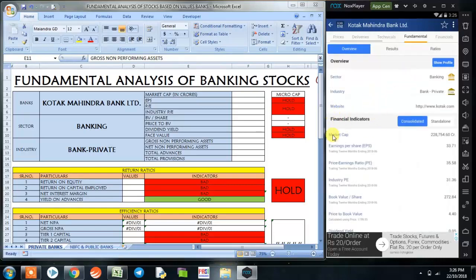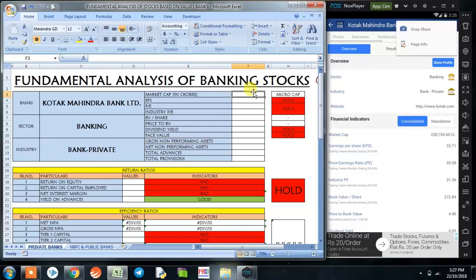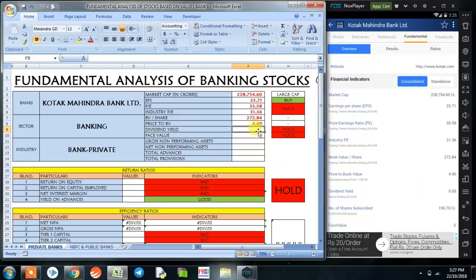Now coming on to the financial indicators, we'll be using these financial values in our program. The first parameter is market cap. It is 228,754.60 crores, clearly a large cap bank. Earning per share is 33.71. Price to earning ratio is 35.58. Industry PE is 31.36. Book value per share is 272.84. Price to book value is 4.40. Dividend yield is 0.05. Number of shares subscribed is 190.70.